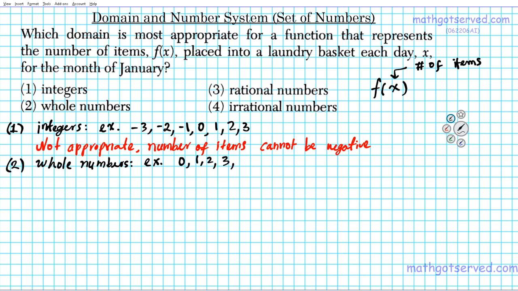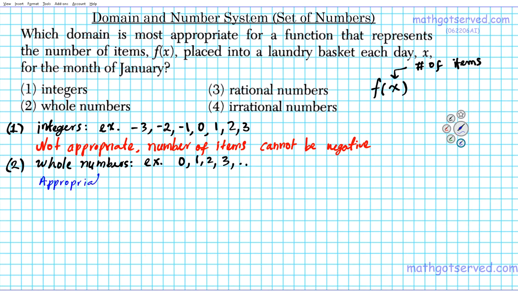Now, do these numbers make sense for counting the number of items in the laundry basket? Absolutely. You could have 0 or no items. You could have just one shirt, 2 items, like a shirt and a pair of pants, 3 items. You see, counting numbers starting from 0 makes perfect sense. These are acceptable numbers that represent the number of clothes that go into a laundry basket. All right, so this set of numbers is appropriate.